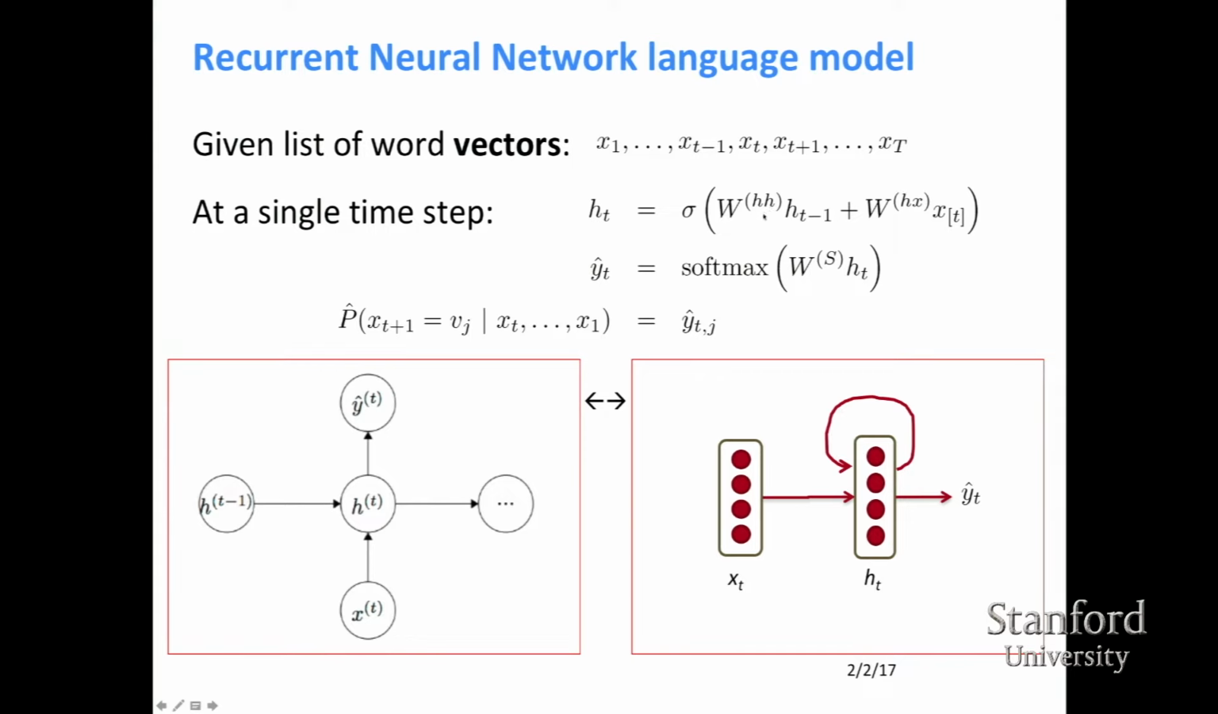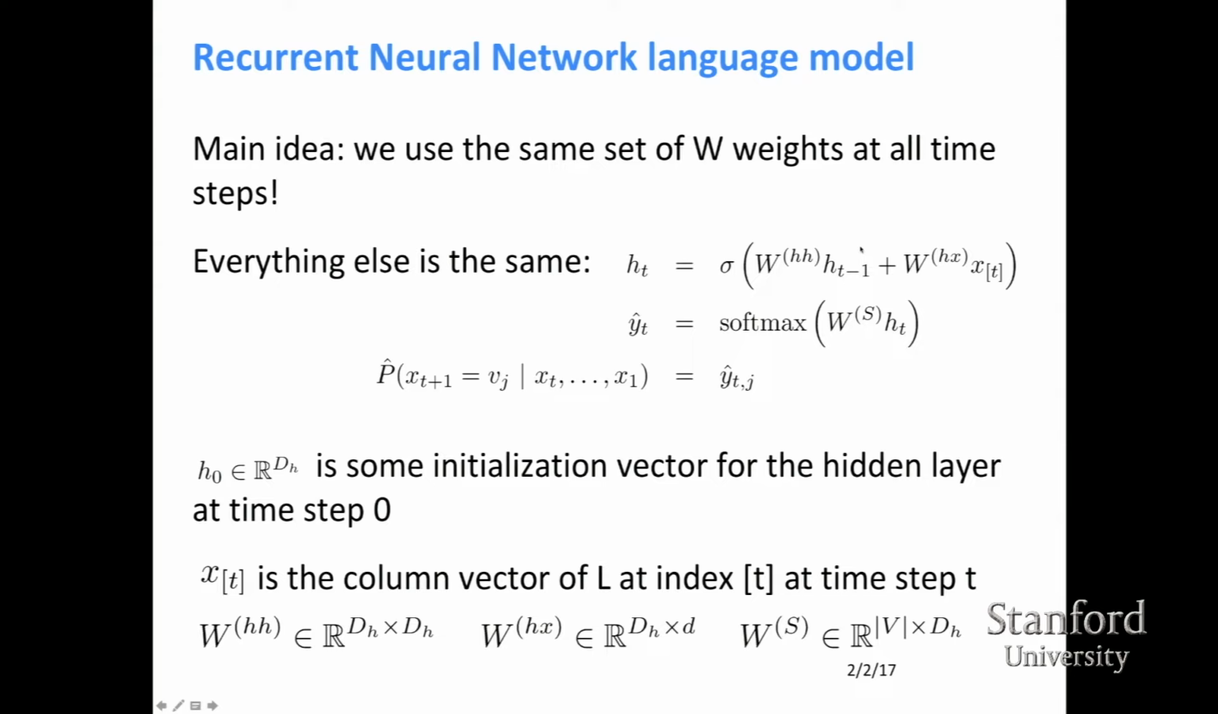So W^HH, the reason we call it HH is it's the W that computes the hidden layer H given the input h_{t-1}. And then you have an HX here, which essentially maps X into the same vector space that we have our hidden states in. And then S is just our softmax W, the weights of the softmax classifier. And so let's look at the dimensions here. It's, again, very important.